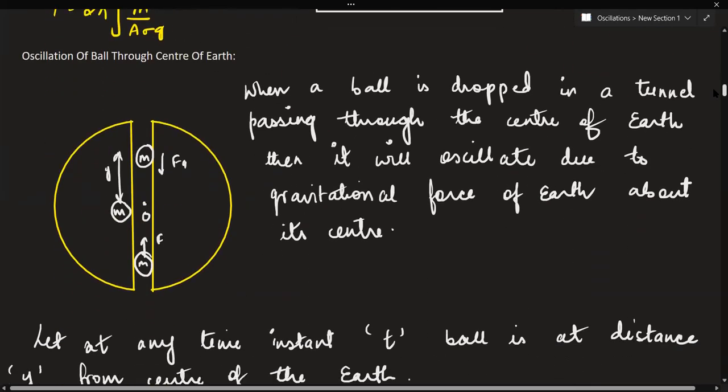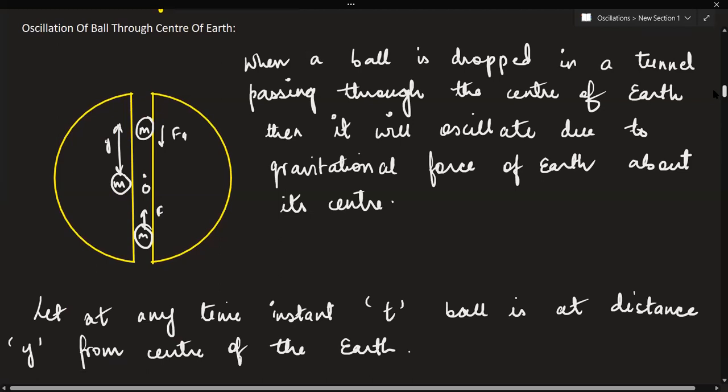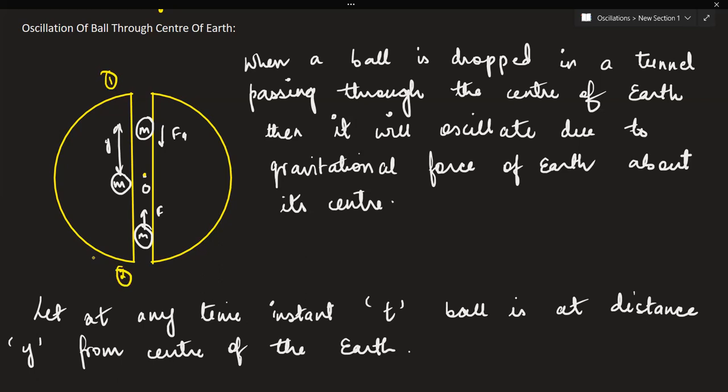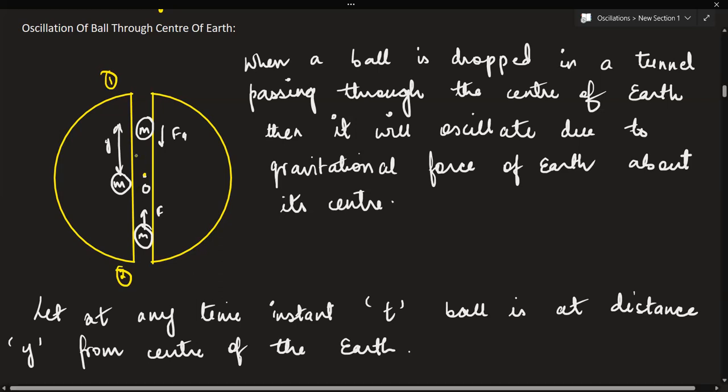Then we have oscillation of a ball through the center of the Earth. Suppose Earth to be a sphere of radius capital R, and the center is O. Let a tunnel be dug along the diameter of the Earth, as I've shown over here. This is the first end, this is the second end. If a body of mass m is dropped at one end of the tunnel, then the body will execute SHM about this center O.